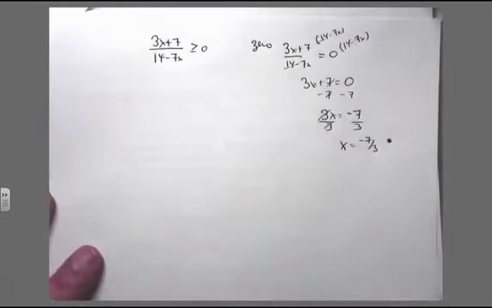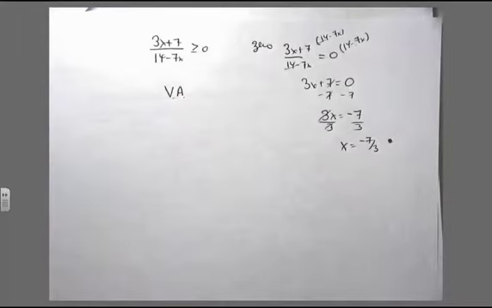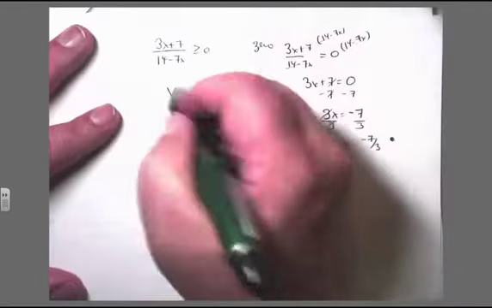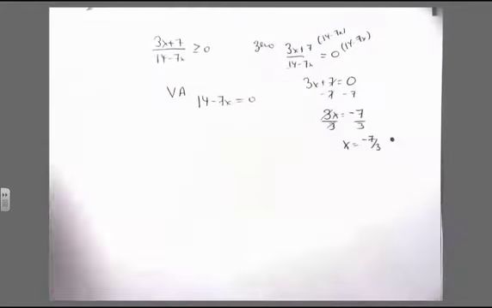Okay? Now, you also have to exclude what we call the vertical asymptote. When you've got a fraction, the vertical asymptote is where the denominator is equal to 0, as long as it doesn't have any common factors. So, this one doesn't have any common factors here, so I'm going to take the 14 minus 7x and set it equal to 0.